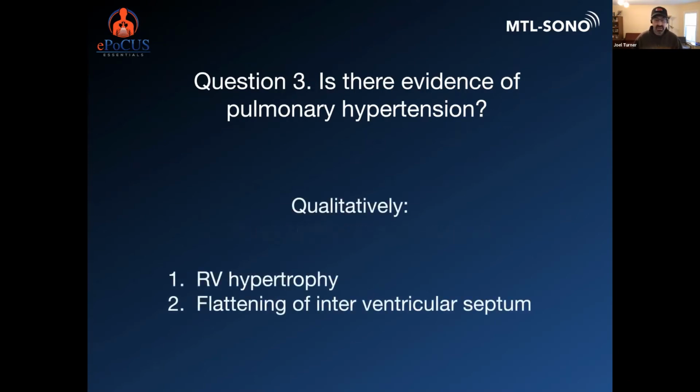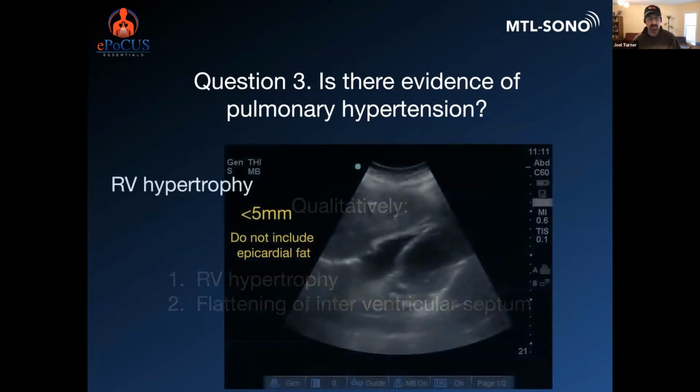Remember that the way of assessing this is that you can do it qualitatively. You can just take a look at your 2D image, and that's your first approach. The first two things you want to look at: is there any evidence of RV hypertrophy? And second, is that interventricular septum that I spoke about earlier this morning flattened? So let's look at those two.